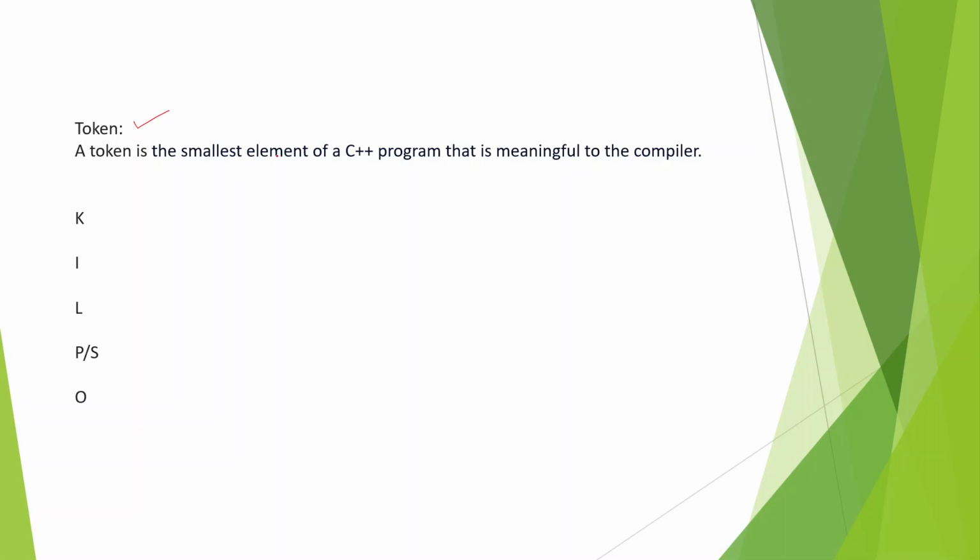To understand tokens, they may be categorized using the word KILPO. Remember this word: KILPO. The K is for keyword. Okay. Then what is a keyword? Let me clear that concept.